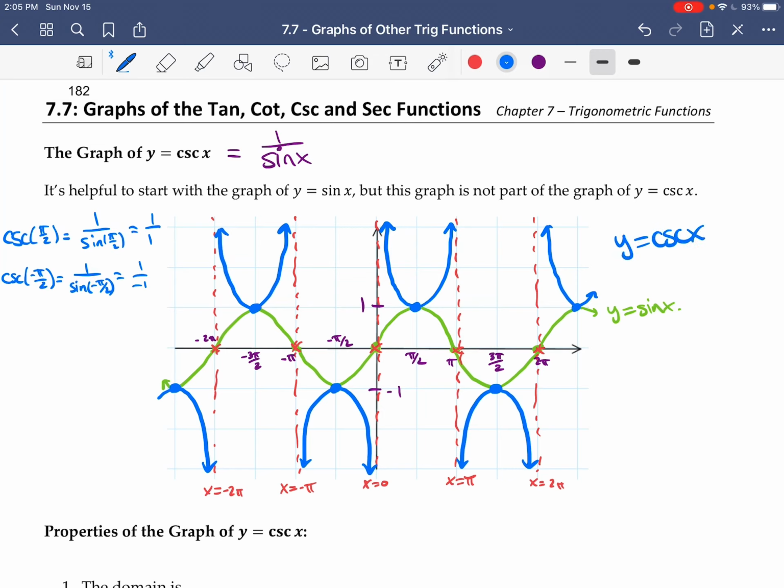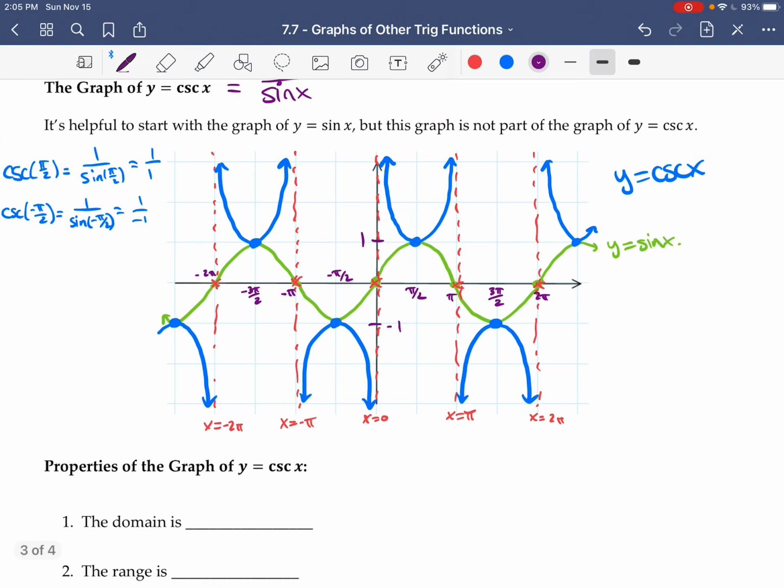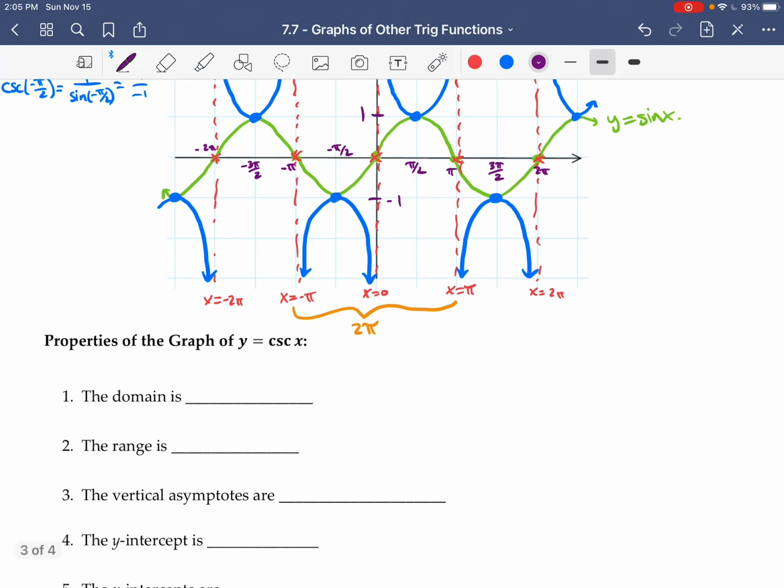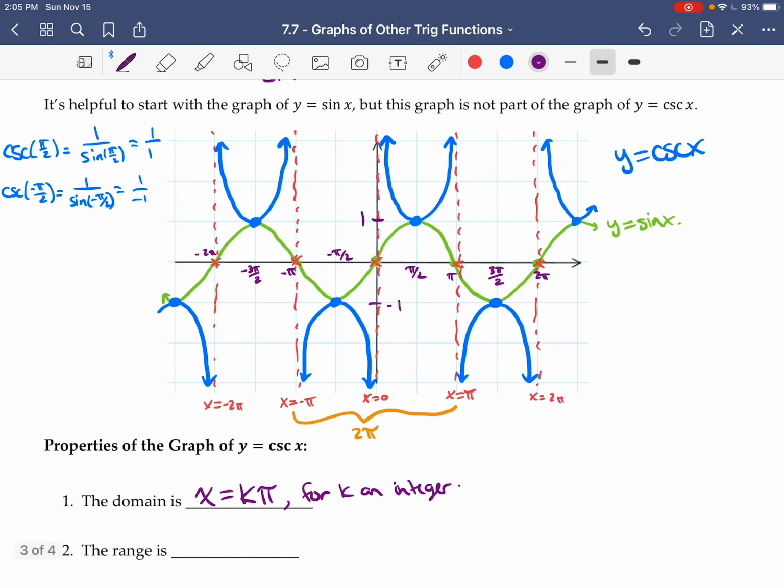Now notice, how long does it take to repeat itself? I need a down and an up. So if I go from negative pi, I have to go all the way to pi in order to get both. So that has length 2 pi. That's going to be the period here. For the domain, we can't have x being multiples of pi because those are where sine is 0, the denominator.